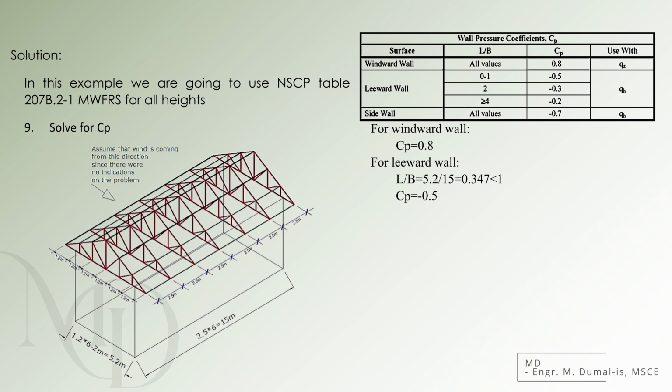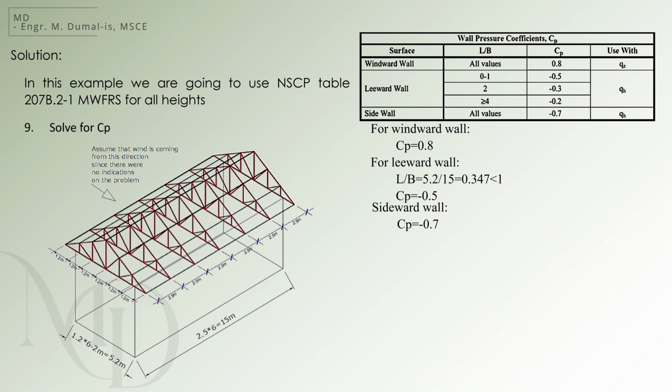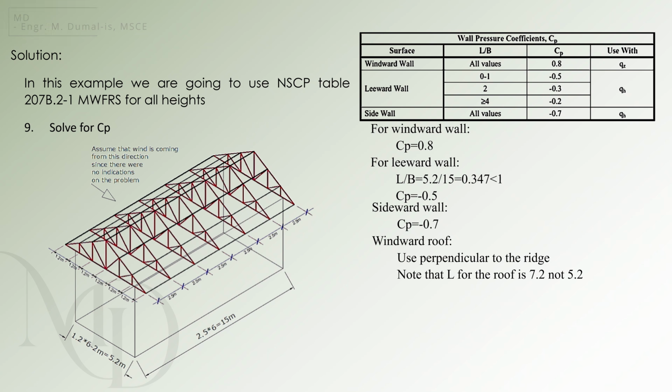For the leeward wall, C sub P is negative 0.5. For the sidewall, C sub P is negative 0.7. We will now solve for the roof C sub P. Note that for the roof, the plan dimension L is 7.2 meters, not 5.2 meters as used for the walls.